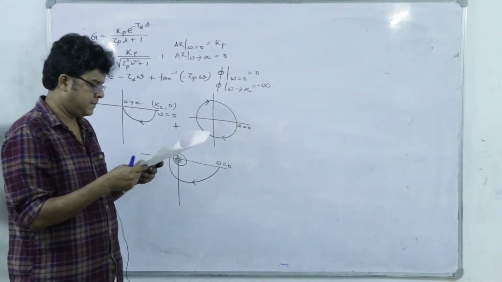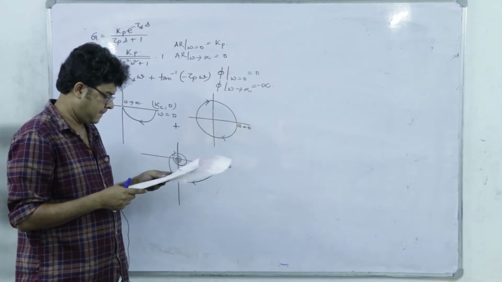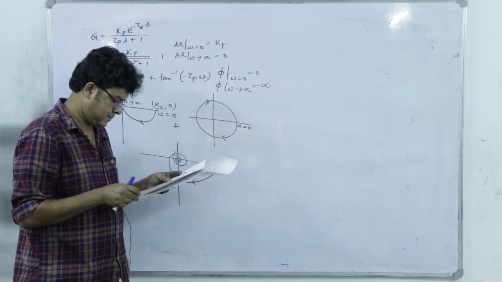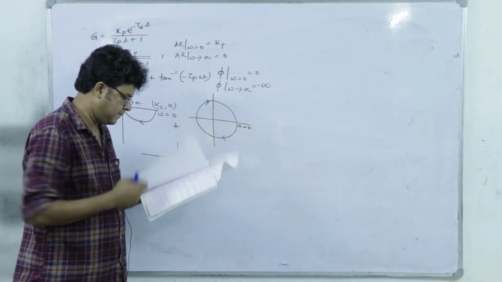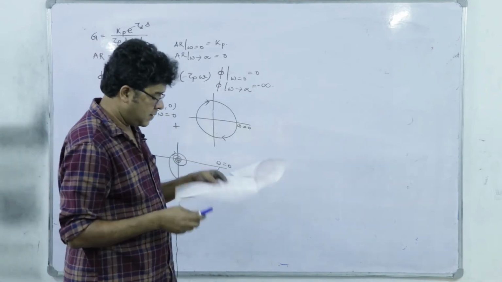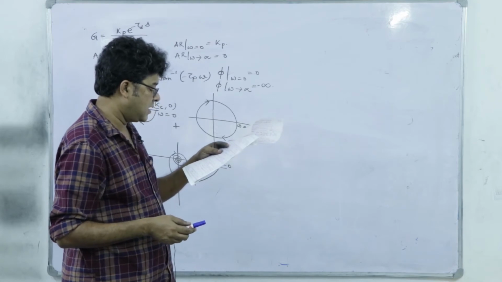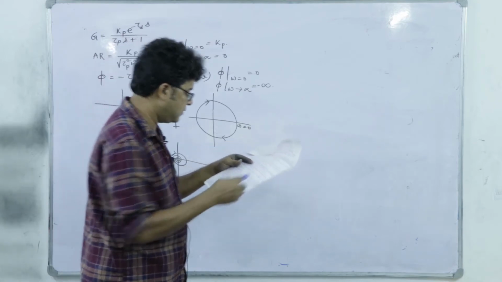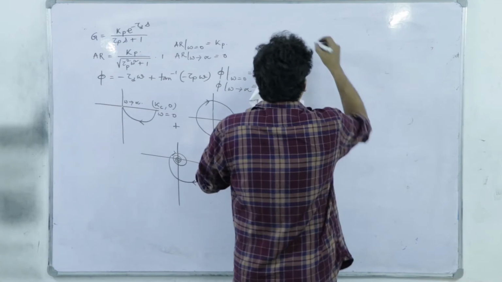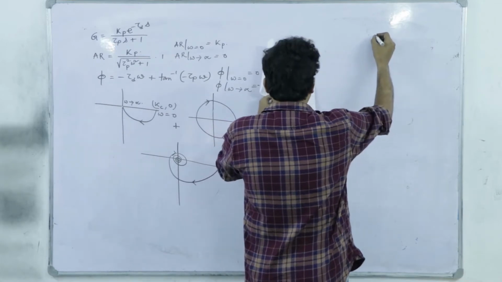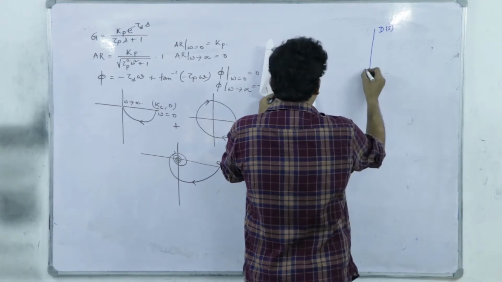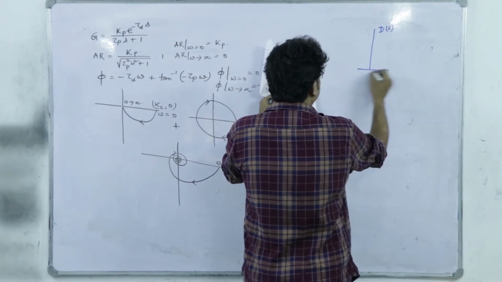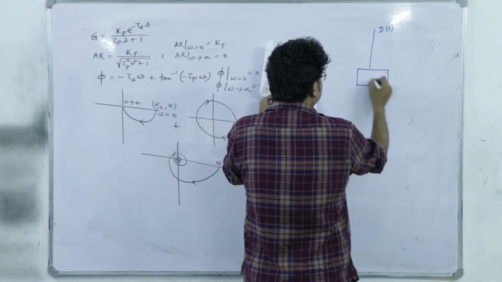Next, given below is a simplified block diagram of a feed-forward control system. This is a GATE problem actually. This feed-forward control system. Here we have GD.